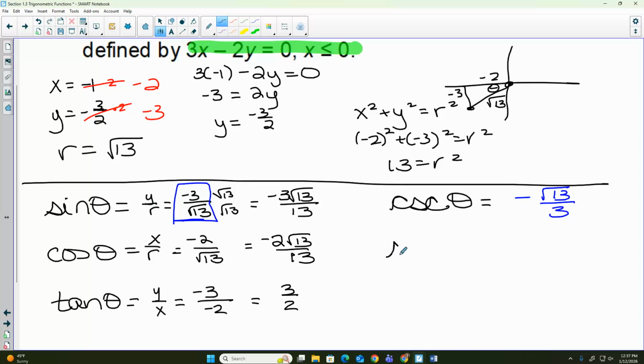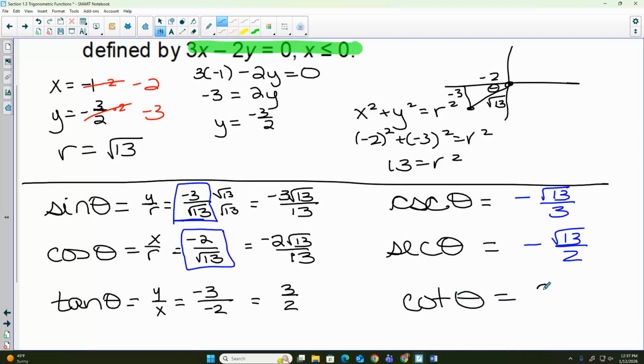Reciprocal of cosine is secant, so again, you can do r over x, or you can flip the final answer. If I'm going to flip it, I flip the step before I move my radical, so negative radical 13 over 2. Reciprocal of tangent is cotangent, so that would be 2 over 3.